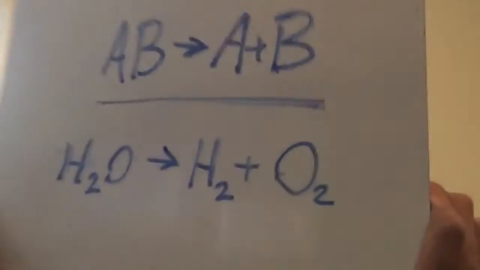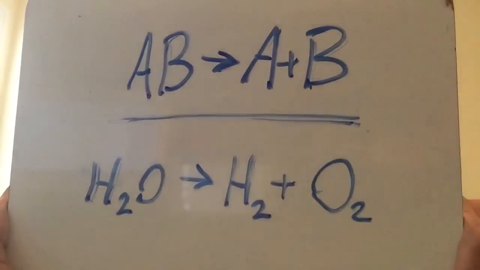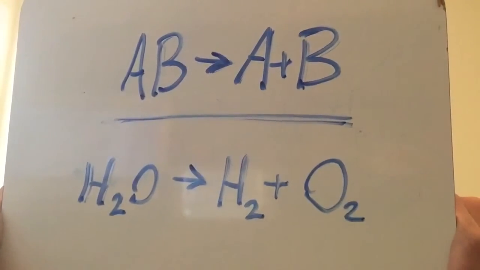The next type of reaction is a decomposition reaction. It's basically the opposite of synthesis because it breaks down the compound into two separate elements. An example of this would be AB yields A plus B, or H2O yields H2 plus O2.